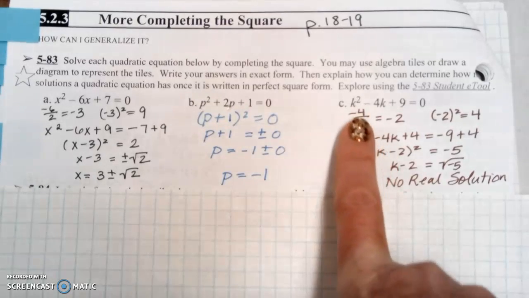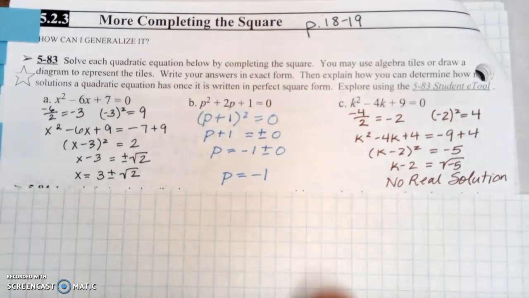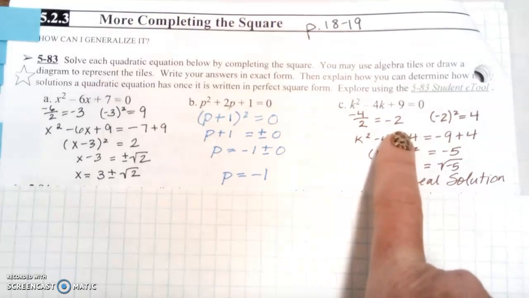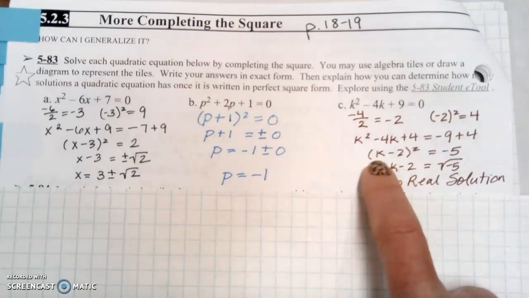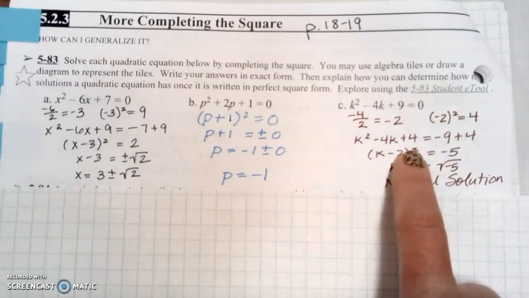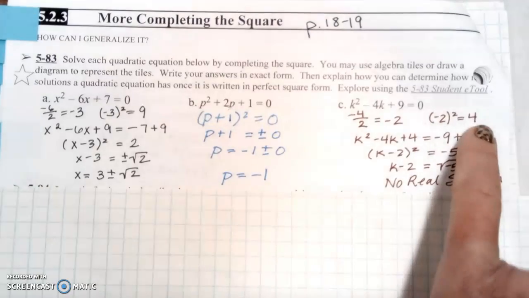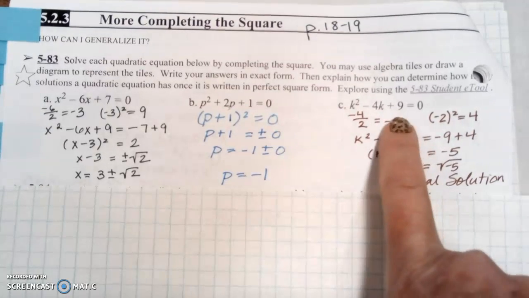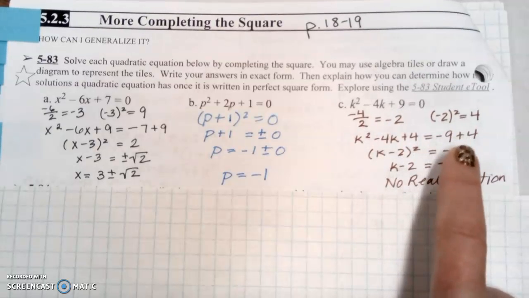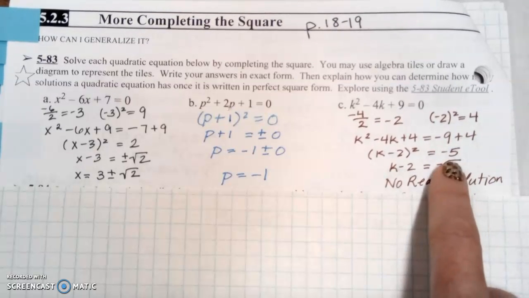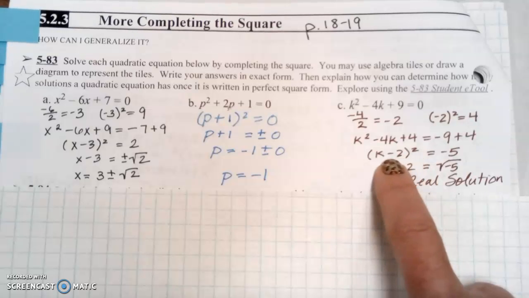All right, letter C. We have k squared minus 4k plus 9. If you take half of negative 4, you get negative 2. So that becomes your perfect square on the left. You're going to say k minus 2 squared. And then if we square that negative 2, we get 4. So this 9, you have to actually subtract it to the other side first, and then the negative 9 and the 4 combine to get negative 5. So this is our perfect square form right here.